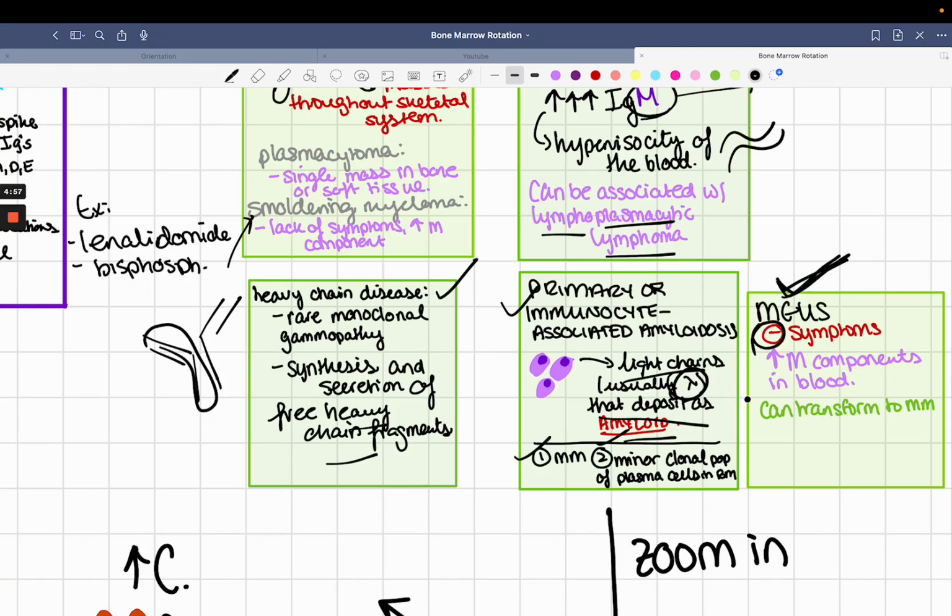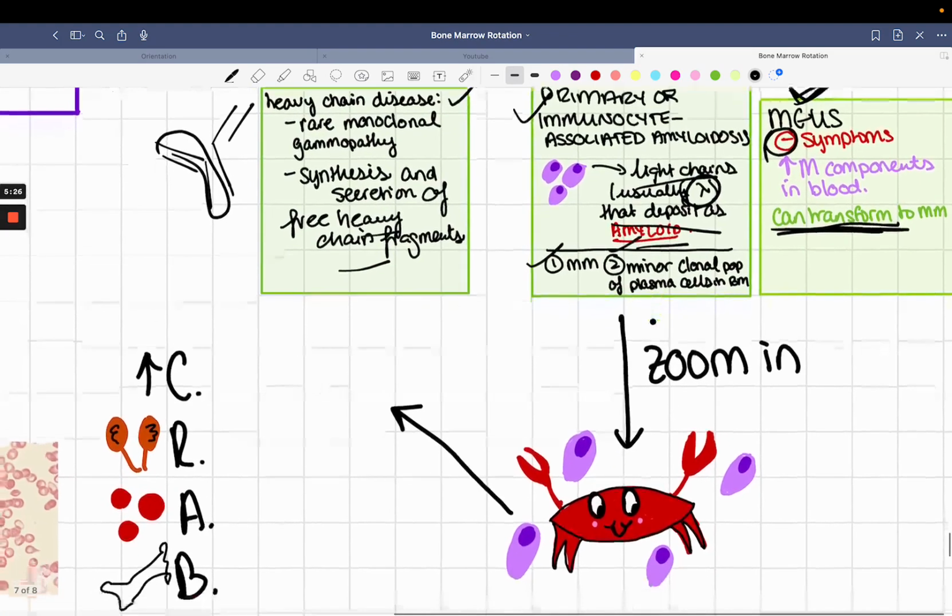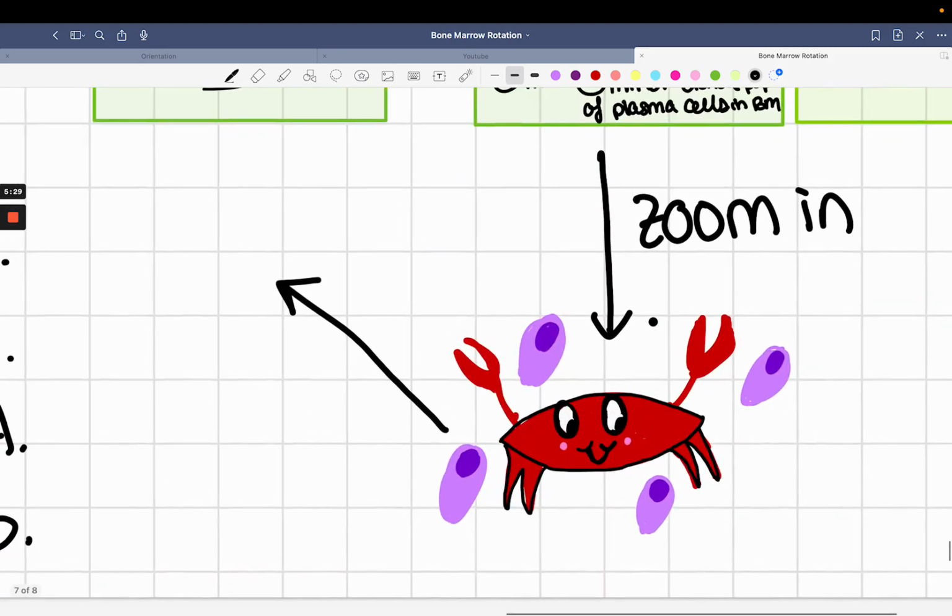You don't see any symptoms in this population of patients, but they do have increased M components in the blood, and it can transform to multiple myeloma. So again, MGUS can transform into multiple myeloma. So it's important to monitor these patients to see if they are developing symptoms. So we're going to zoom back in here. When we think about multiple myeloma, particularly at the USMLE level, the favorite thing that everybody likes to learn is the CRAB mnemonic.